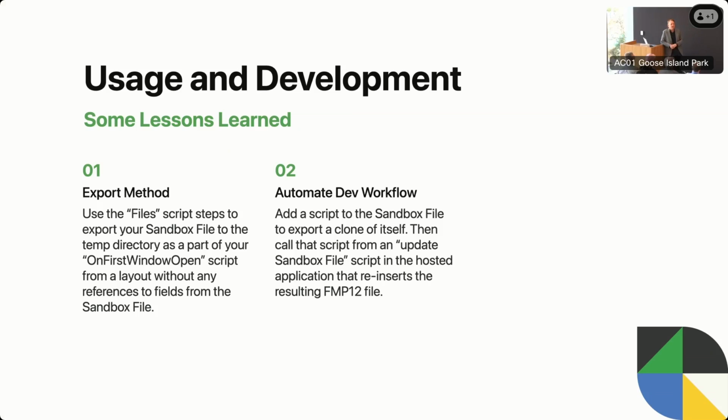What we typically do is we have one script in our sandbox file that just exports a clone of itself to the desktop. We then have a script in the hosted file, which runs that script, knows to look on the desktop for the resulting file, and reinserts it back in the hosted file. So make some changes in the sandbox file, run that script in the hosted file, it exports a clone from the sandbox file, scoops it back up, and you're done. Now all your changes are reintegrated back into the hosted file, no fuss, rather than you having to go dig through your temporary directory. Nobody wants to do that. So it saves you some time.